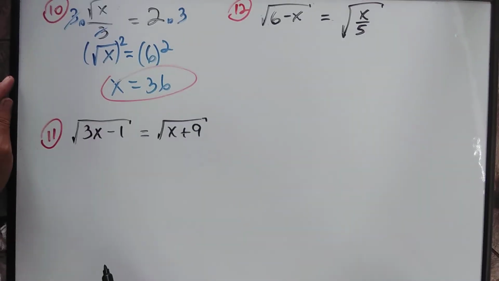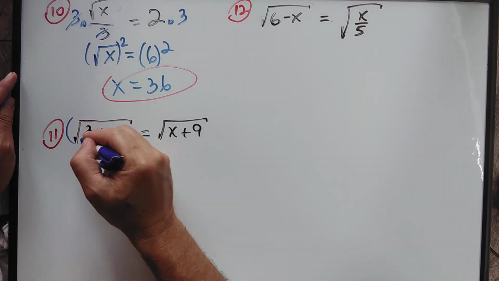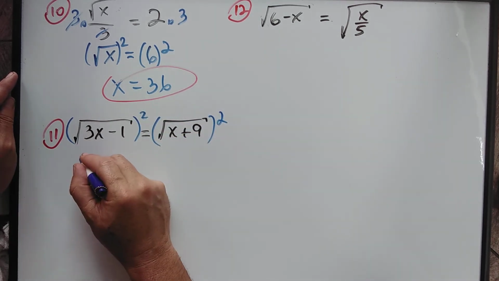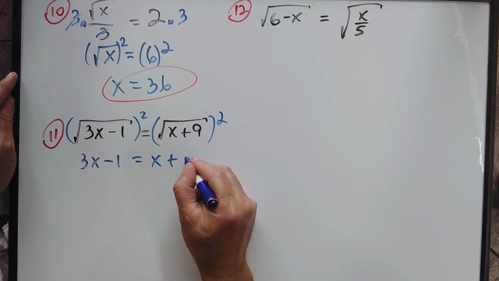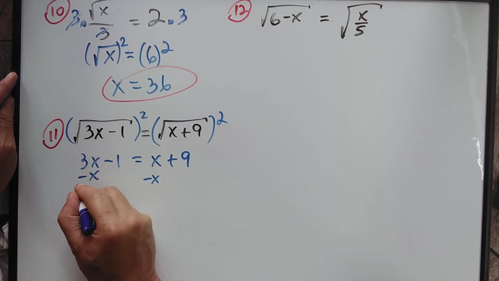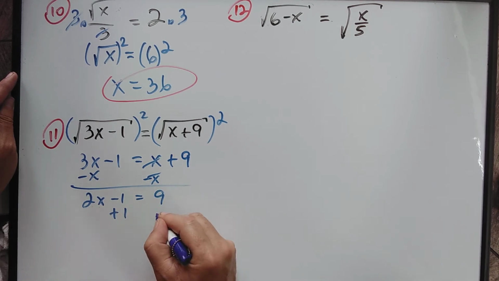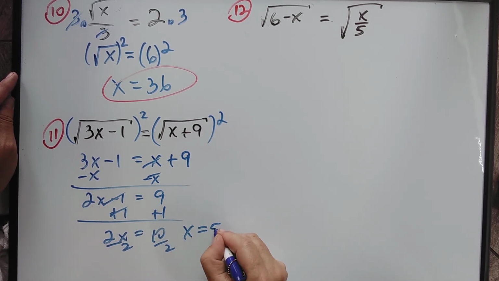Next example, I got 2 radicals. So even though that one looks harder than the previous one, these are the easiest ones. All I have to do is square both sides. So what happens when you do that? You're gonna end up with just what is inside the radical. That's it. We take it from there. Subtract x from both sides. 2x minus 1 equals 9, and then we just add 1 to both sides. 2x equals 10, divided by 2, x equals 5.